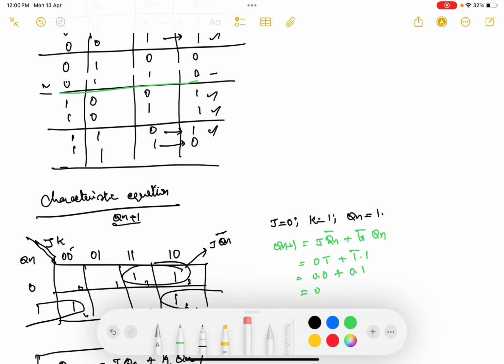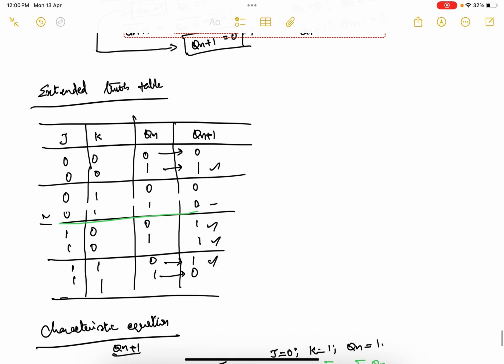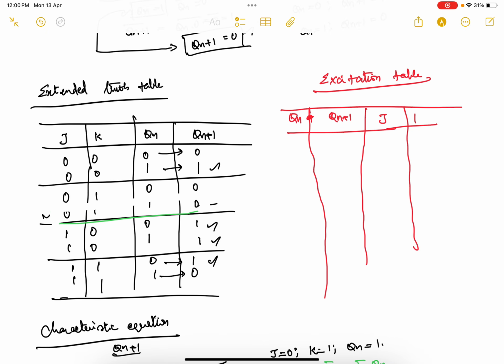So now we want to go with our final thing, which is nothing but your excitation table. Already we told you what is called an excitation table. Excitation table means, based on my present state and the next state, that is Qn and Qn plus 1, we are going to set what will be the mandatory J and K inputs.